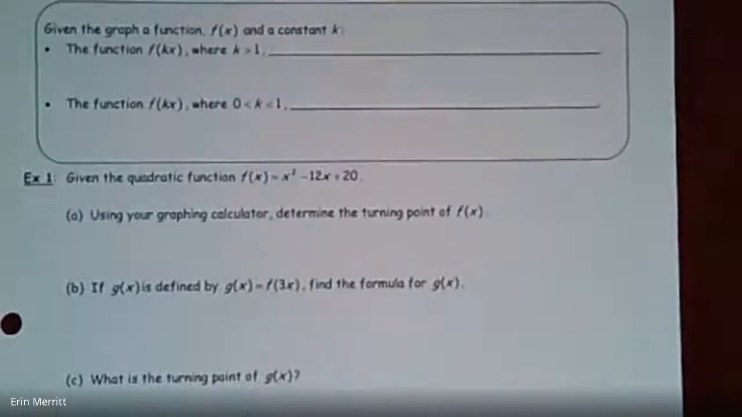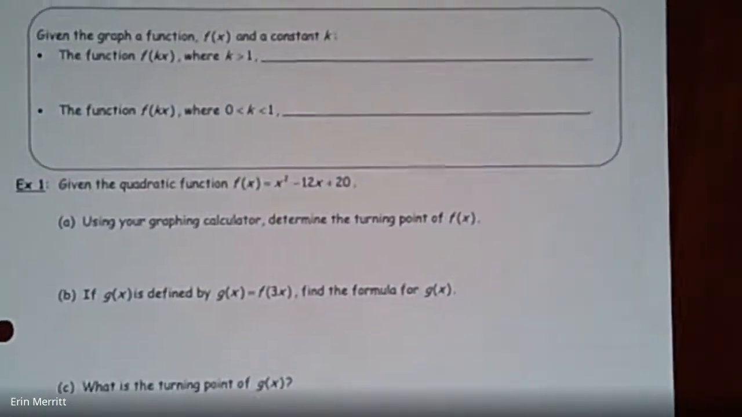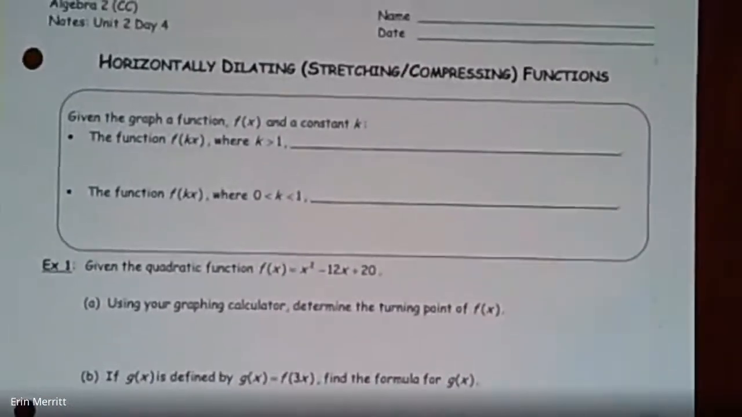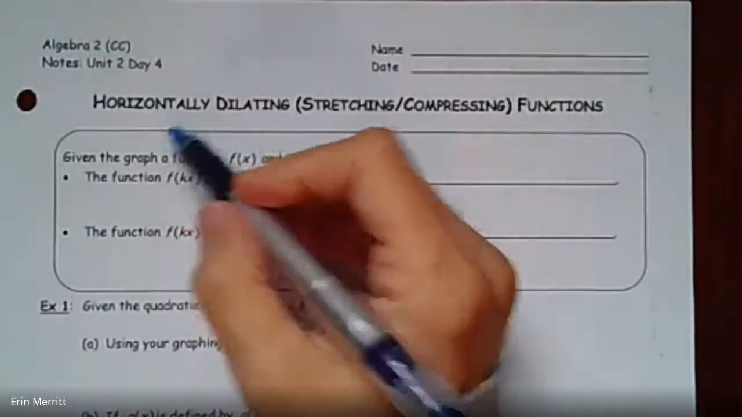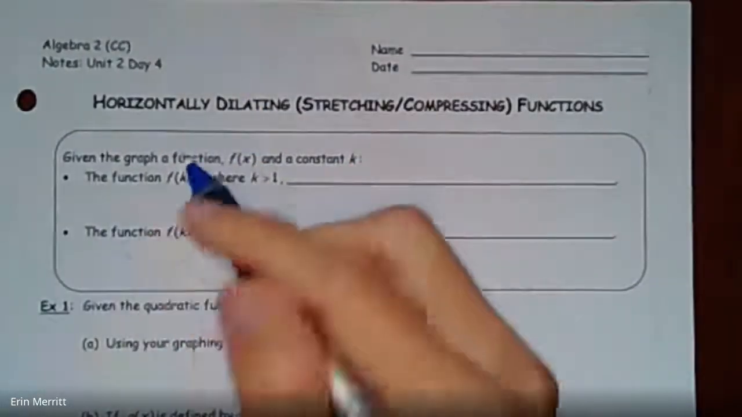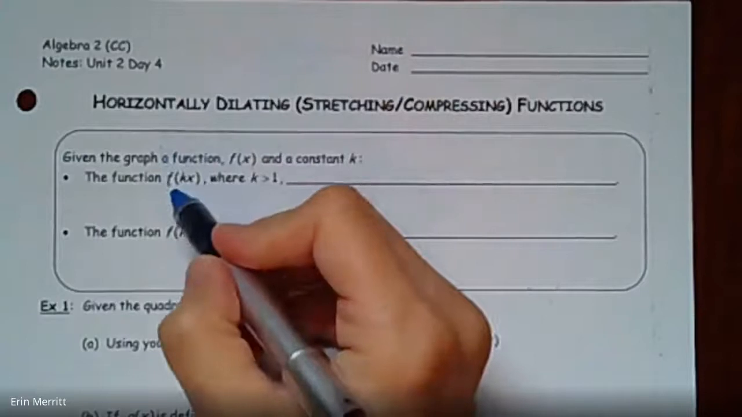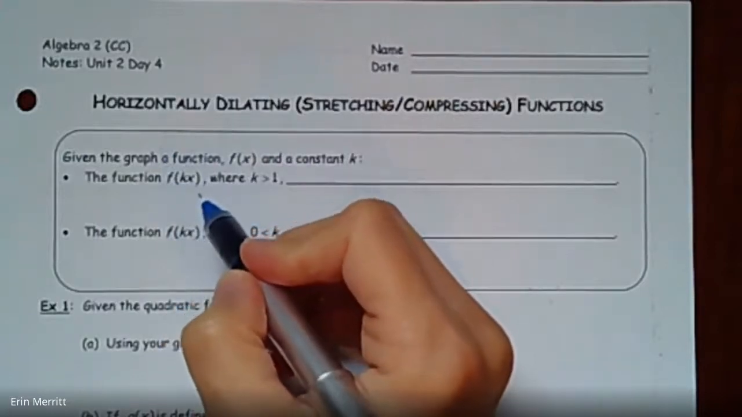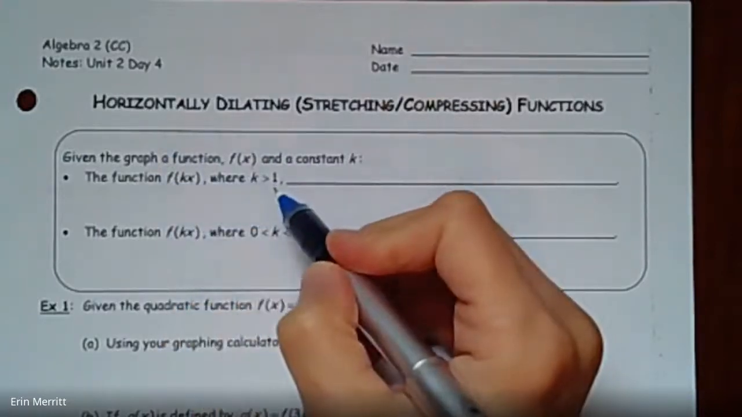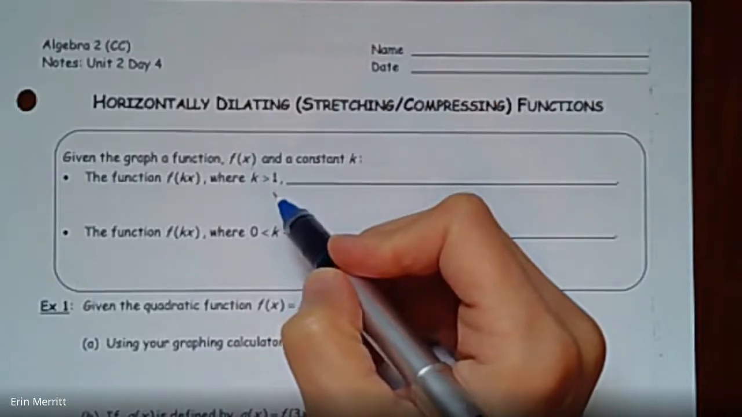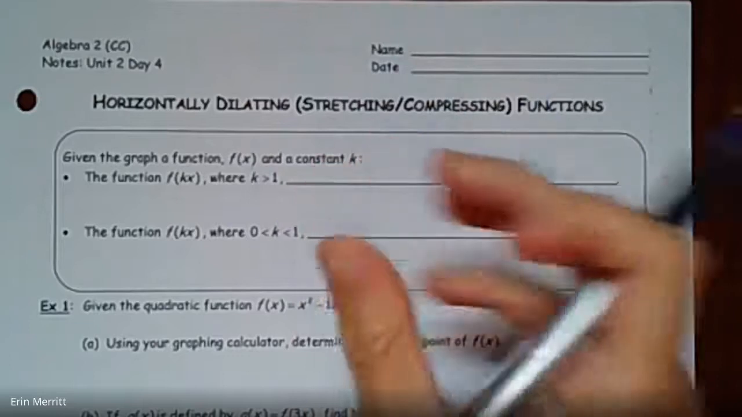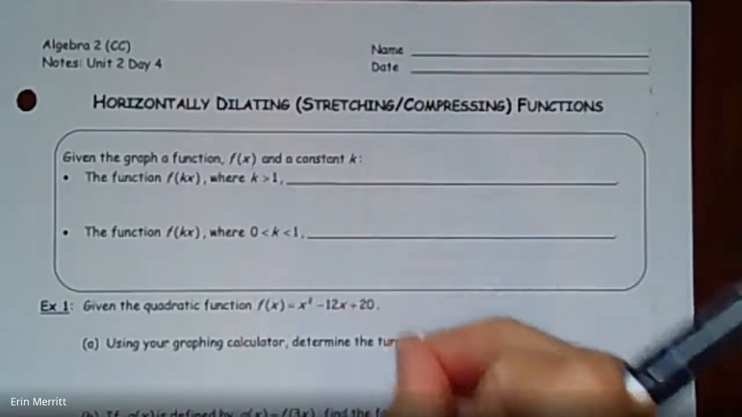Right? When we flip on over to the next page, let's capture that in the little chart at the top here. So when we are horizontally dilating, given the function f of x, if you have f of k times x, where the k value is greater than 1, what's going to end up happening is you end up seeing it shrink. It does the opposite of what you might think.